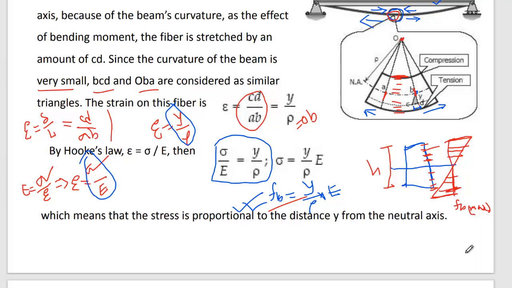Up to now is clear? Okay. So where is the flexural stress zero? At the neutral axis. So the stress is proportional to the distance y from the neutral axis. We can say that sigma fb is proportional to y. What is the proportional constant here? E by rho. So if you increase the value of y, stress is increasing. Is it clear now?